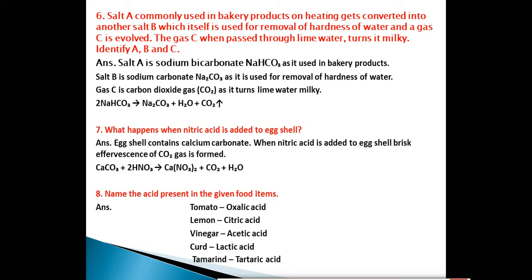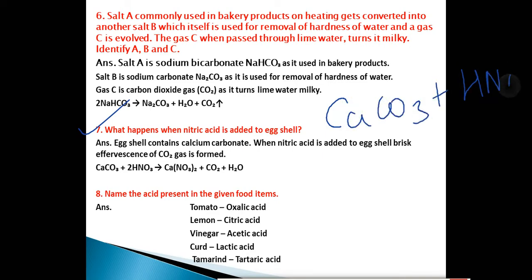Now come to question number 7. What happens when nitric acid is added to eggshell? So what will happen when nitric acid is added to eggshell? Eggshell is made up of what? It is made up of calcium carbonate. When we are adding nitric acid, that is HNO3, to it, what will happen?